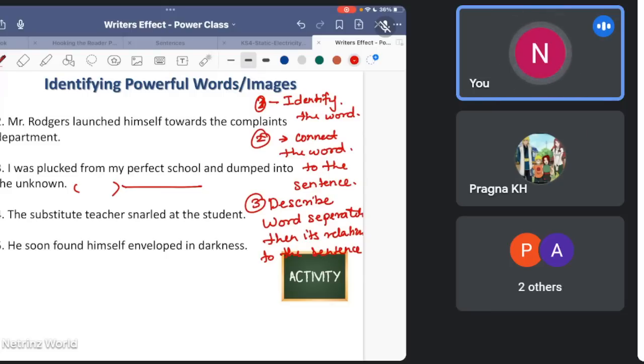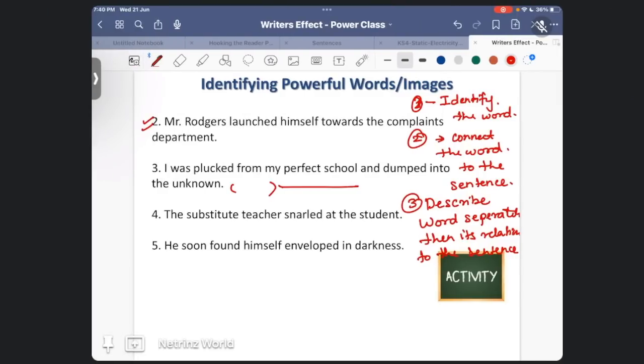So she has talked about some effect that the writer is trying to create, that is visual imagery, to show as well as express. So first you have to identify the word, connect the word to the sentence. When you're describing, describe the word separately and its relation to the sentence as well. Clear? Yes, ma'am. Okay, all three of you.